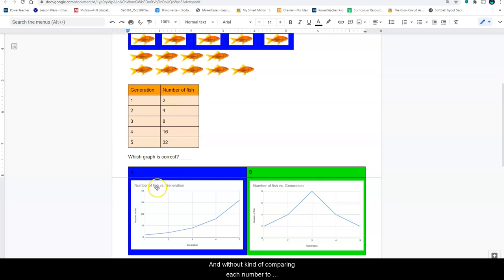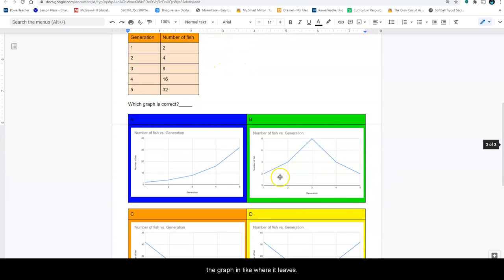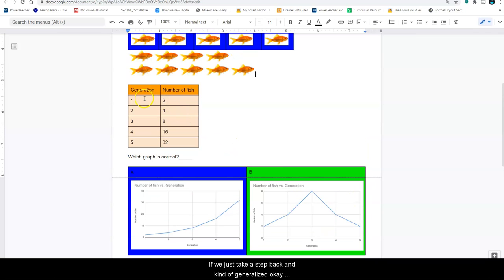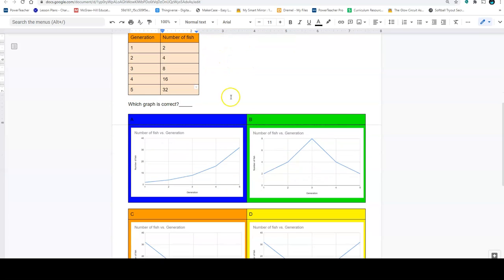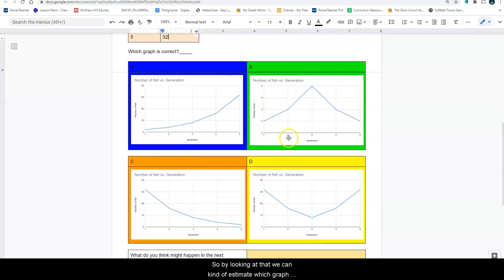And without comparing each number to the graph and where it leads, if we just take a step back and generalize, okay, there's 5 generations, and each generation this number doubles and gets bigger. And it does not change. So by looking at that, we can estimate which graph is the correct one. We would put that answer right here.